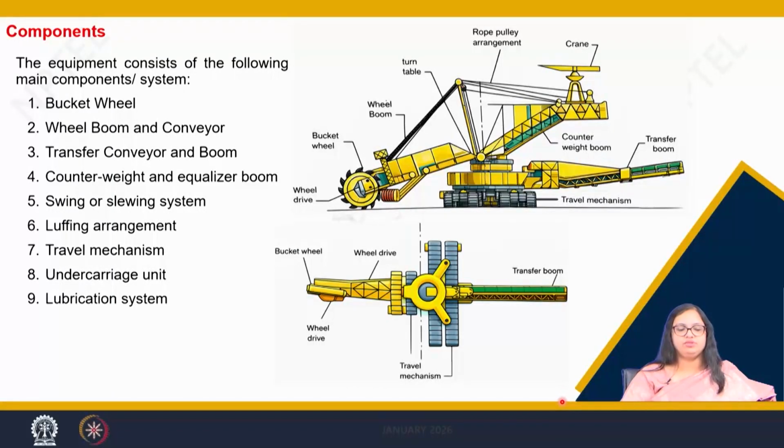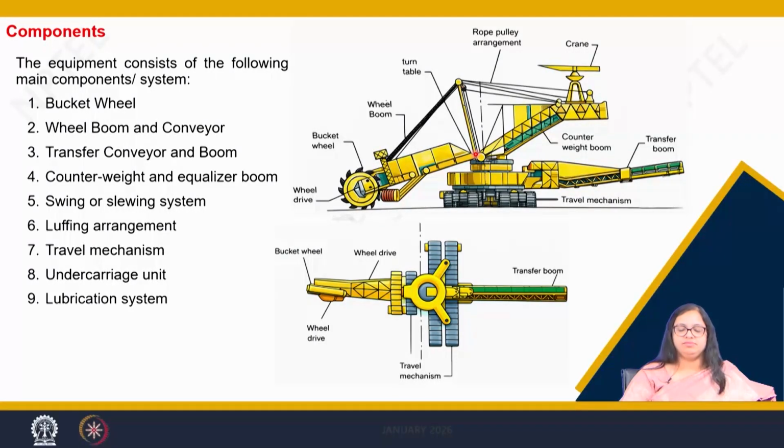Now when we talk about the different components of the bucket wheel excavator, as discussed, in the front there is a bucket wheel where multiple buckets are arranged in the form of a series around the circumference of this wheel. Then there is a wheel boom, through which the boom conveyor or the wheel conveyor passes. So there are two names, we can call it a wheel conveyor as well or a boom conveyor.